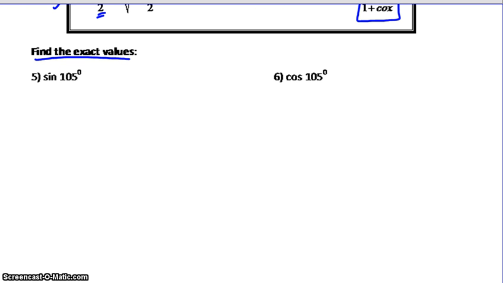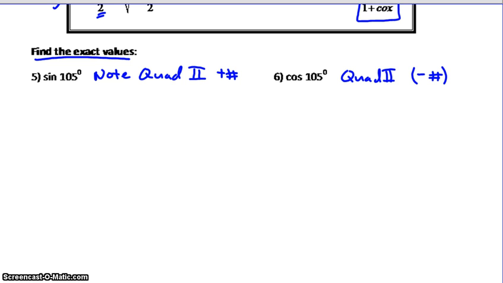So if we have a sine of 105 degrees, the first thing we want to note is what quadrant this is in. We find out that it is in quadrant 2. Sine in quadrant 2 is a positive number. If we look at the cosine, that is also in quadrant 2, but in this case the value will be negative, and positive in sine.